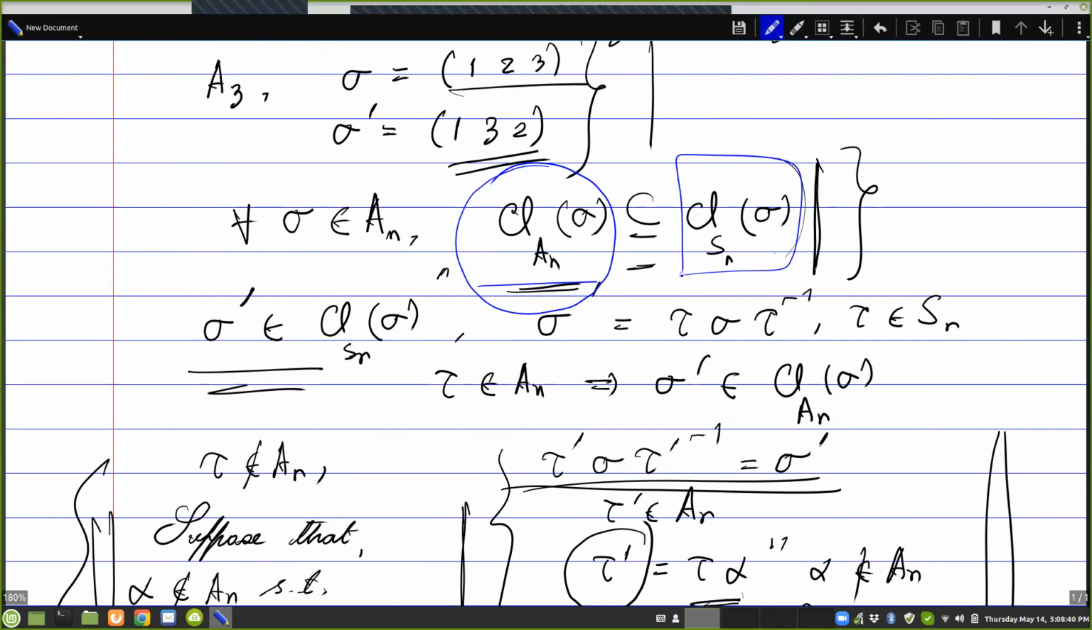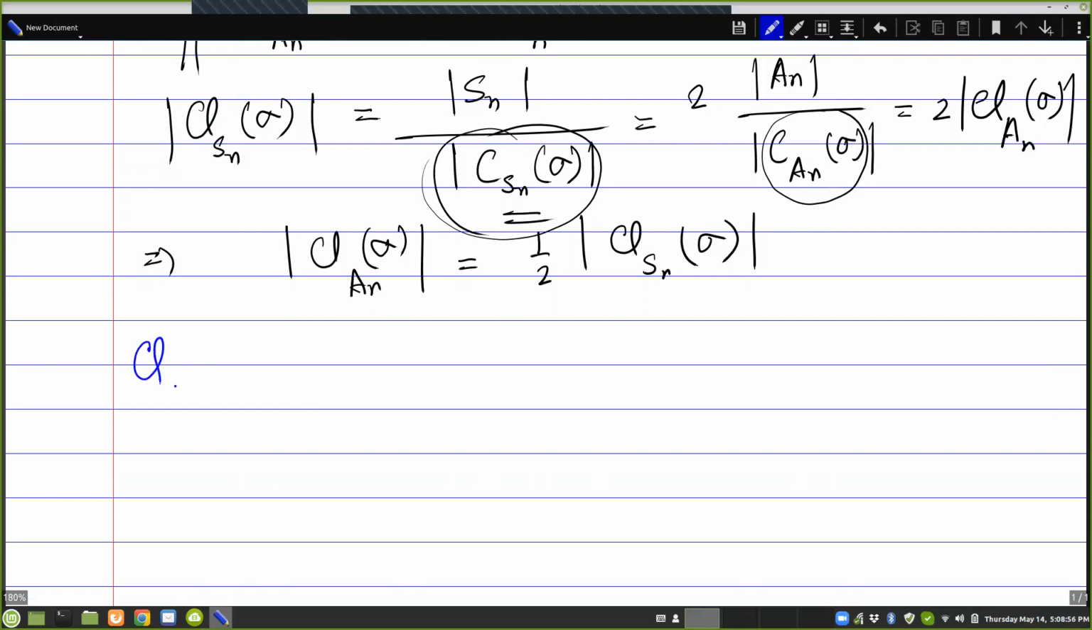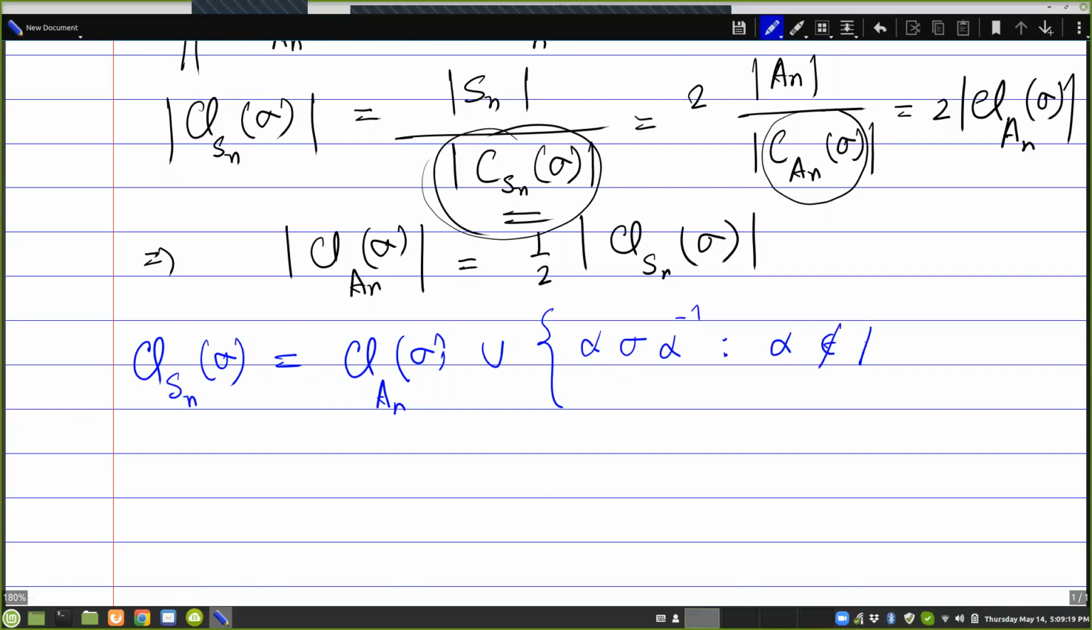So the natural question is, what is there in the rest half? This is what we will see now. You'll see that the rest half also has a very nice description. Recall that the conjugacy class of sigma in Sn is basically the union of two things. First, all conjugates of sigma by elements of An, so the conjugacy class of sigma in An, union all conjugates of sigma by alpha, where alpha is an odd permutation, right? Because when alpha is even, that is precisely this An.